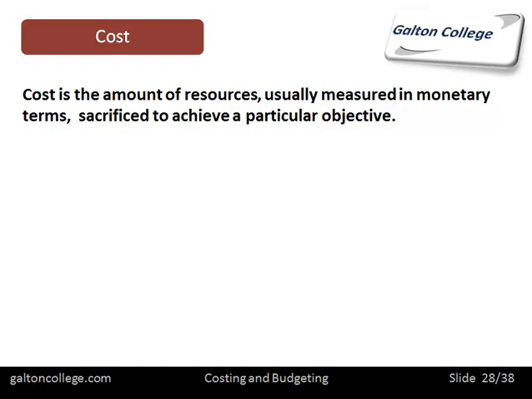Cost is the amount of resources, usually measured in monetary terms, sacrificed to achieve a particular objective.